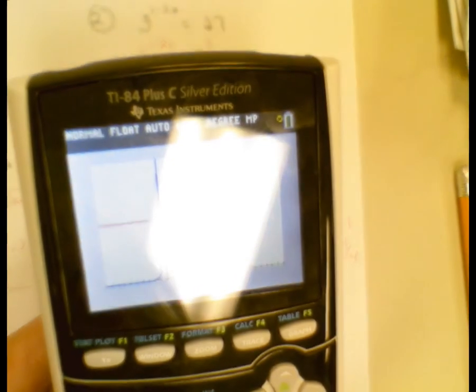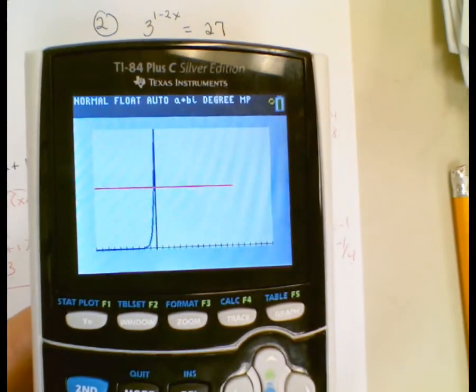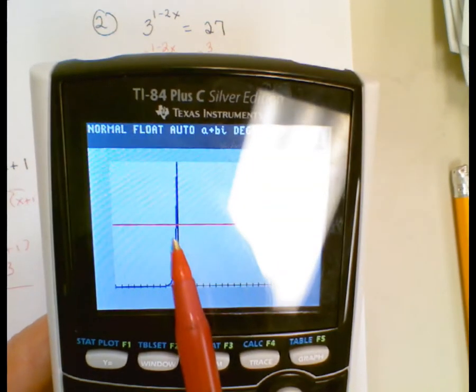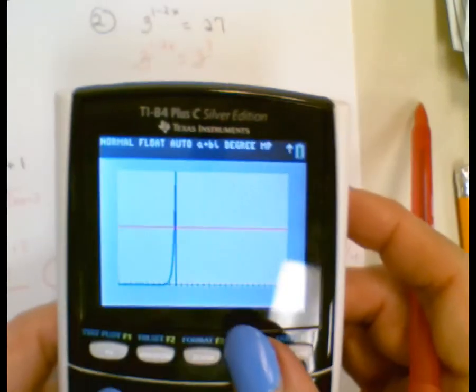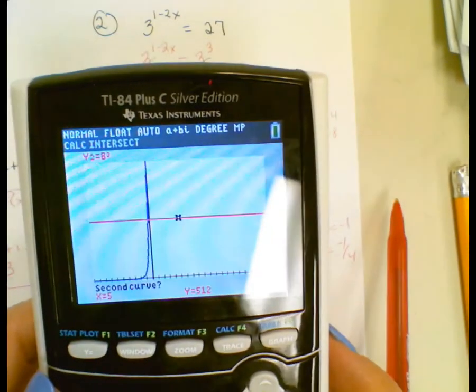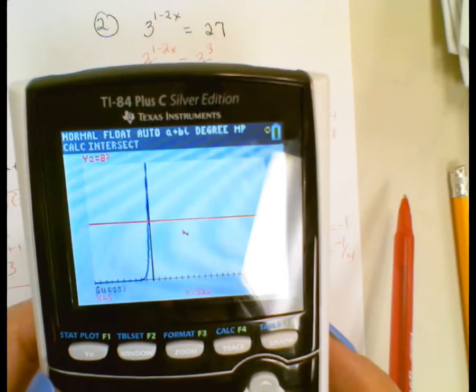Heck, I don't know. Oh, there it is. So I did see it. You guys see it? It kind of took forever. So I want to see they're intersecting right there. So we're going to press second trace, number 5, enter, enter, enter.